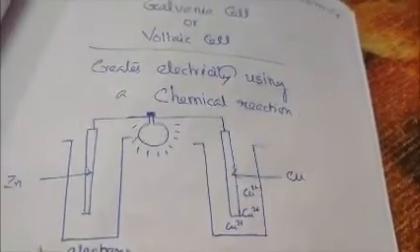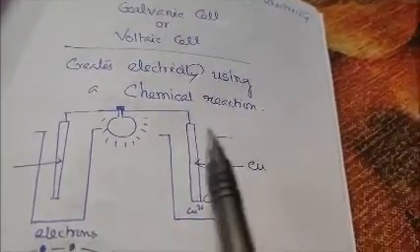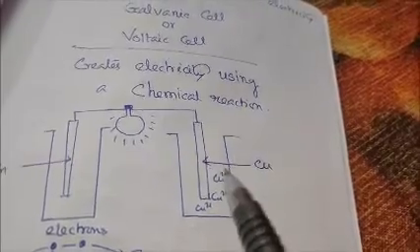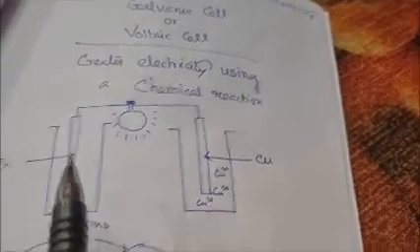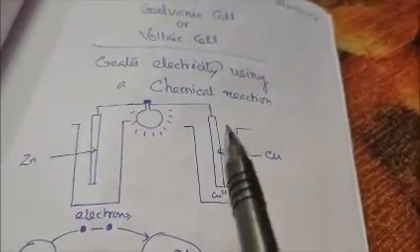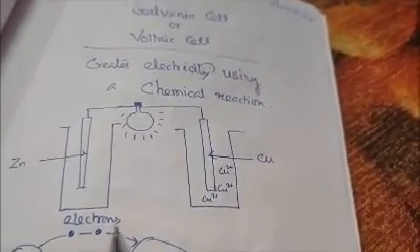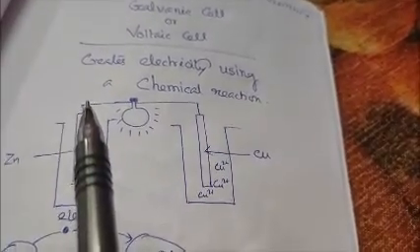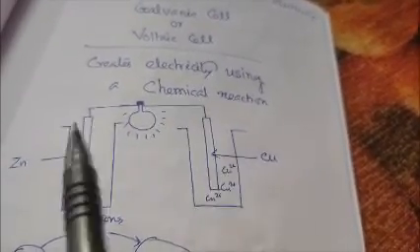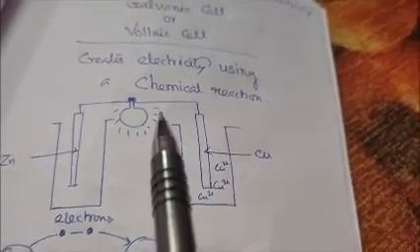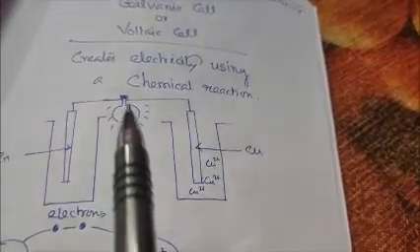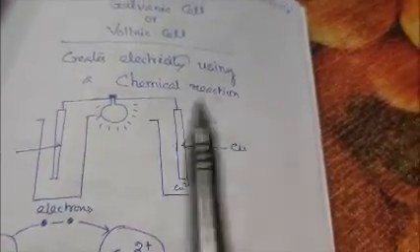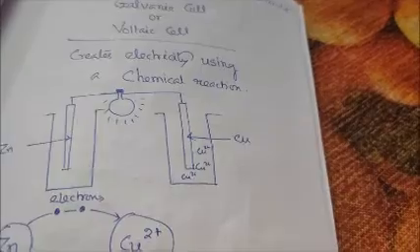Let's look at how it looks. You can see that I have taken two different jars where two metals are there. One is zinc metal, another is copper metal. I have put an electric wire in between them, because otherwise the chemical reaction cannot happen. Wire means, we all know, a metal wire.